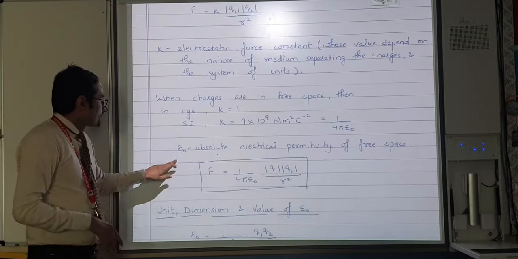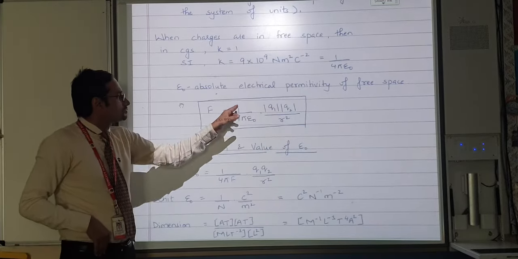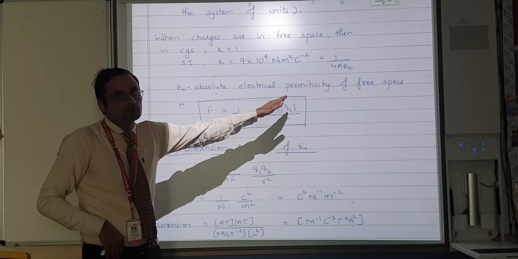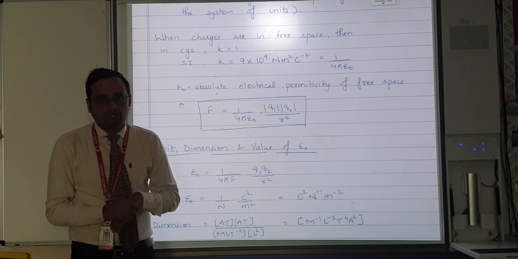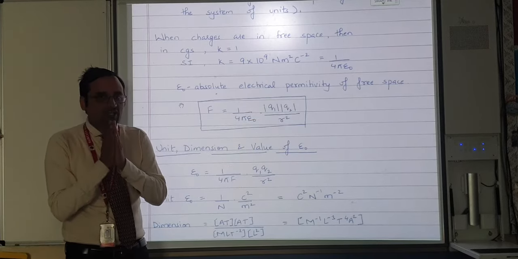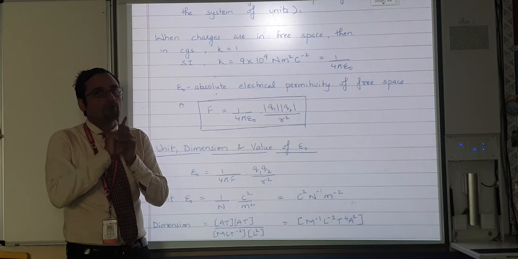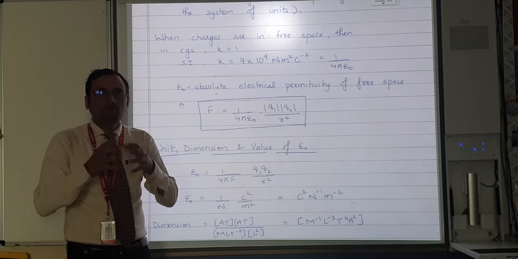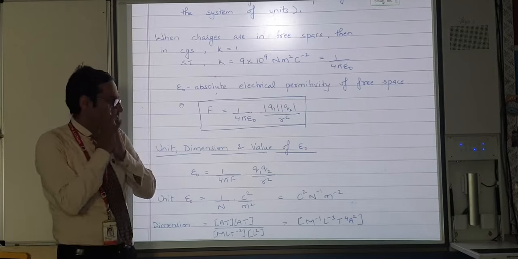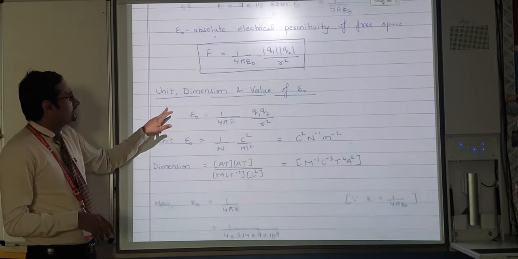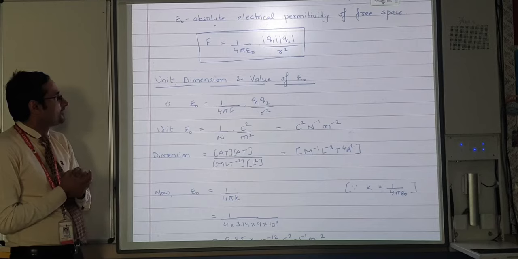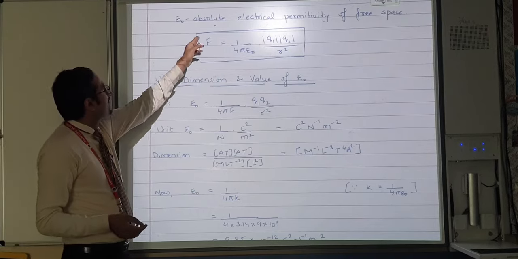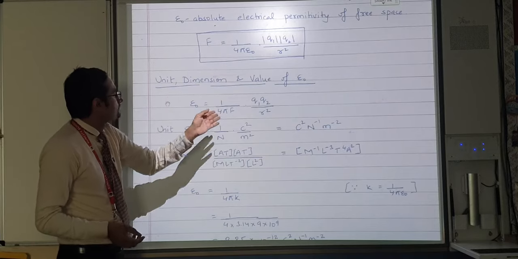Okay, so what is my formula? F is equal to 1 by 4 pi epsilon naught, mod of q1, mod of q2, upon r squared. I hope this is clear to each and every one. This is a very important formula which you should be aware of and understand completely. Now the unit, dimension and value of epsilon naught: just put epsilon naught here, F here, and put the values.